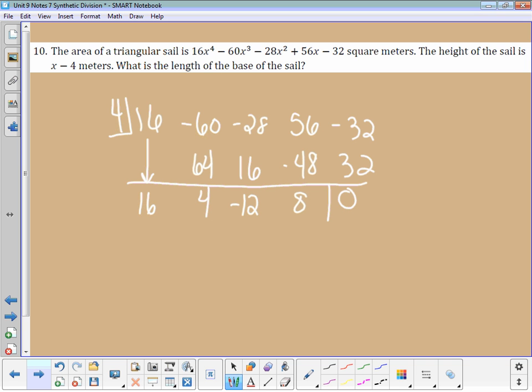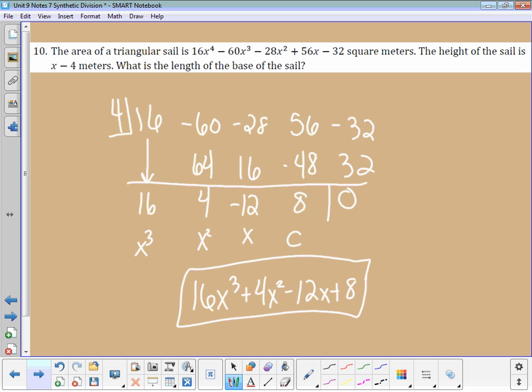So the last thing I need to do is take things out of the synthetic division and write them down based on where they're located. Here's my constant, x term, x squared term, and x cubed term. So let's go ahead and write that out. So we have 16x cubed plus 4x squared minus 12x plus 8. And that right there is your final answer.